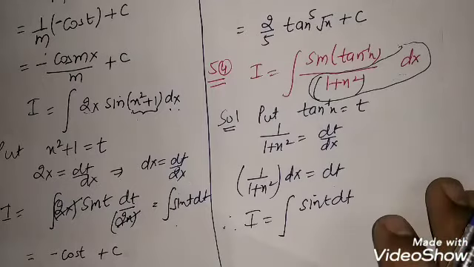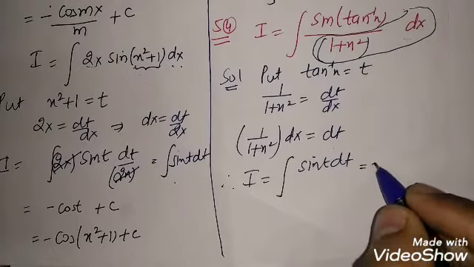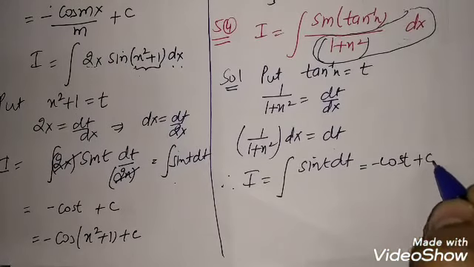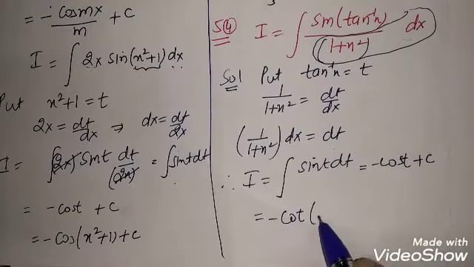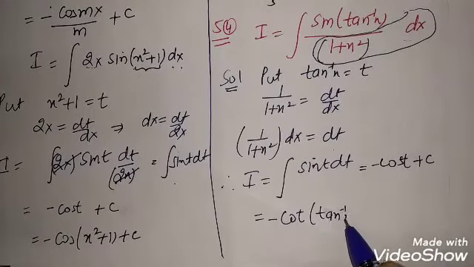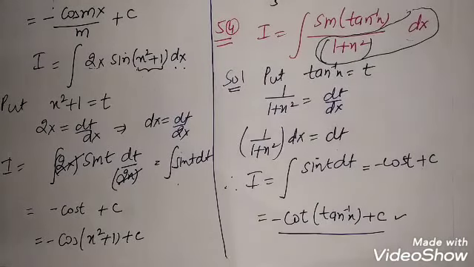The integration of sin t is quite easy to solve. The integration of sin t is minus cos t plus c. And the value of t here is tan⁻¹ x. So the answer is minus cos(tan⁻¹ x) plus c. This is our required answer. Hope you get these four parts of example number 5 of your NCERT.